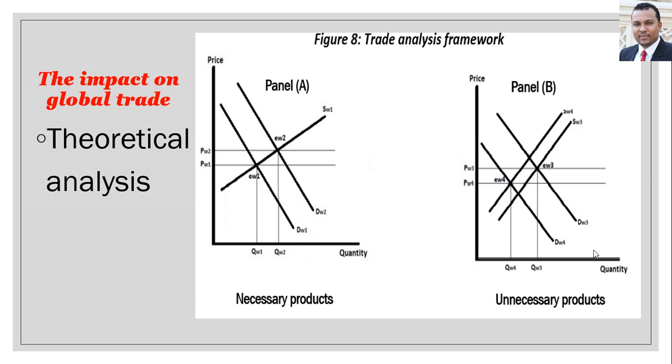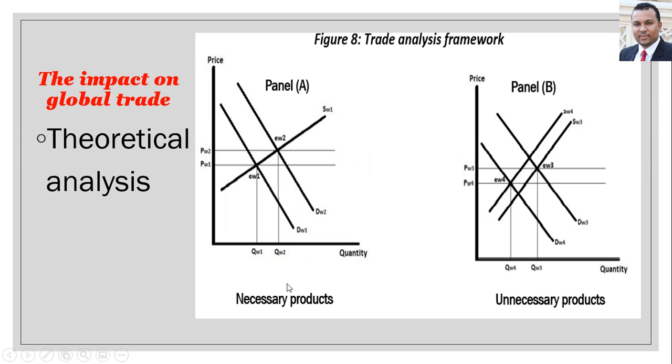The impact of COVID-19 on global trade: this is a theoretical analysis that reflects the relationship between demand and supply in two panels. Panel A is demand and supply for necessary products; we can write medical care products. In panel B, demand and supply for unnecessary products and luxury products.